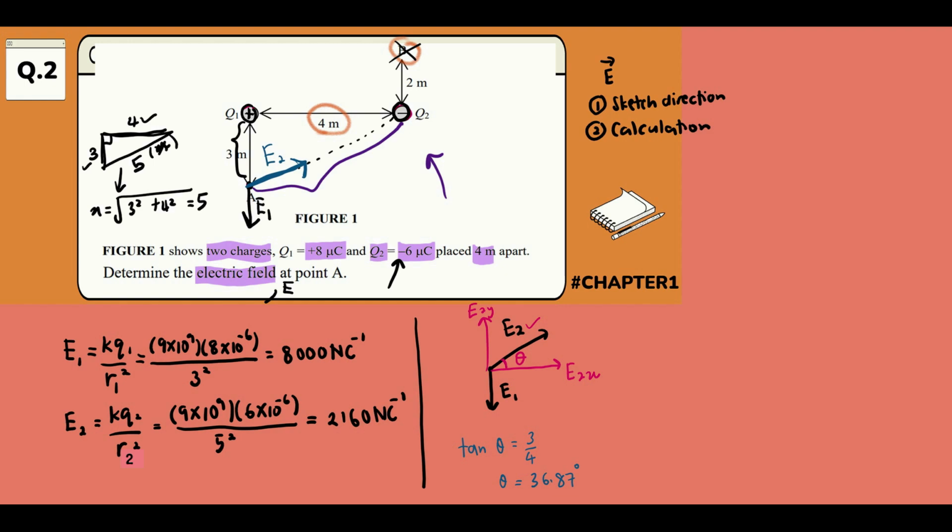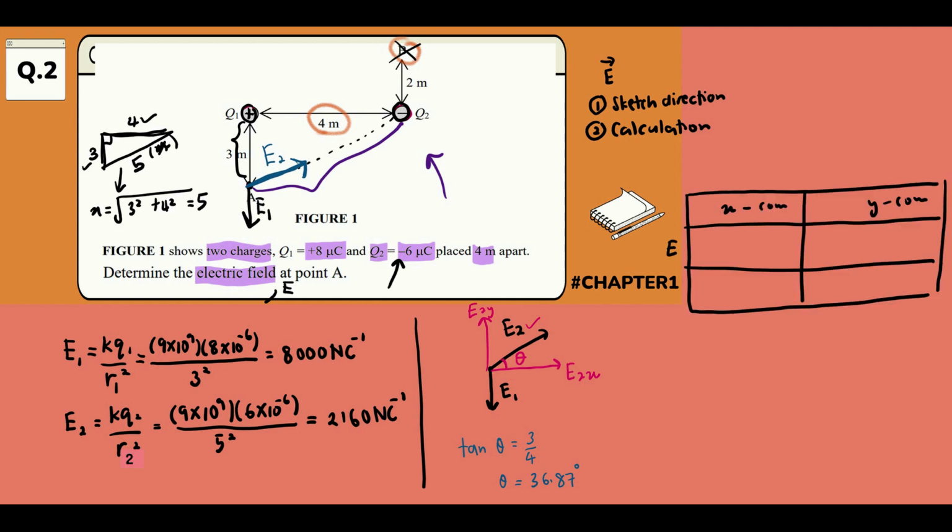Now we do our calculation. We can have a table for E1, E2, and also E total. For the x component, for E1 we have 0. For the y component we have negative 8,000. Why negative? Because it is directed downward. And for E2x, you are going to have E2 cos theta, positive because it is to the right.